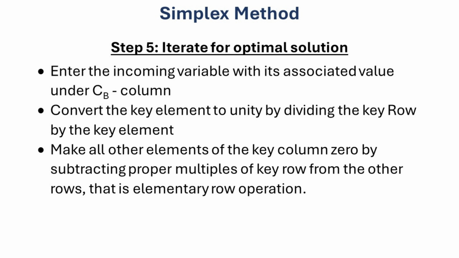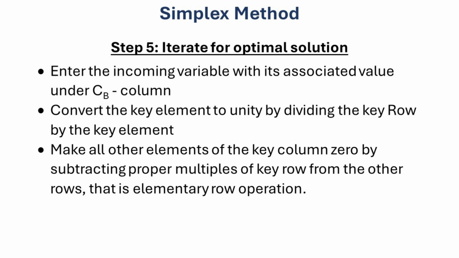Now, make all other elements of the key column 0. We have 2 other elements, and we'll have to make them 0. How? By elementary row transformation. That is, in matrix, R1 will become R1 minus, let's say, 2R2. Like that, we'll make all the elements 0, by subtracting proper multiples of the key row.